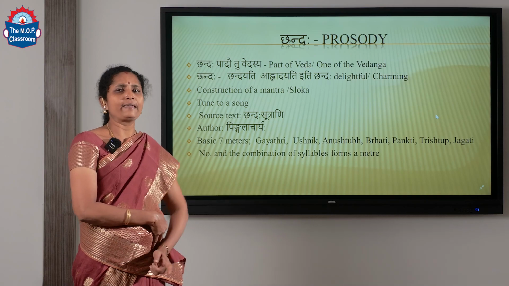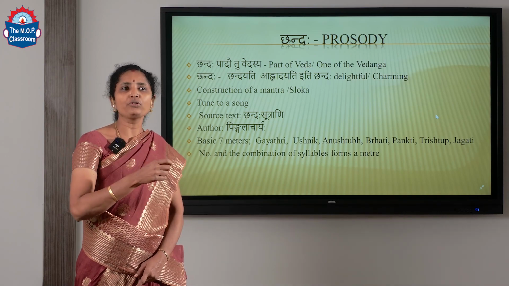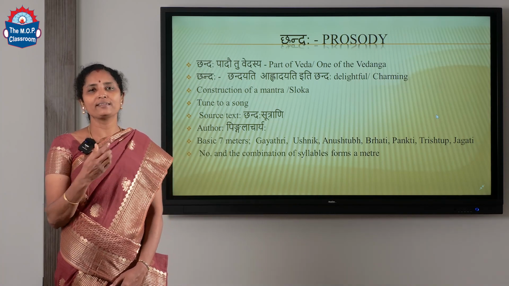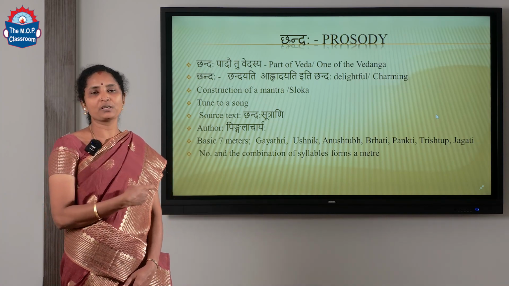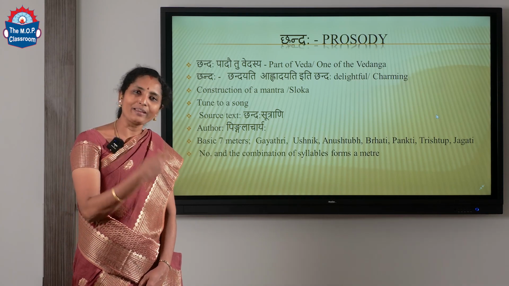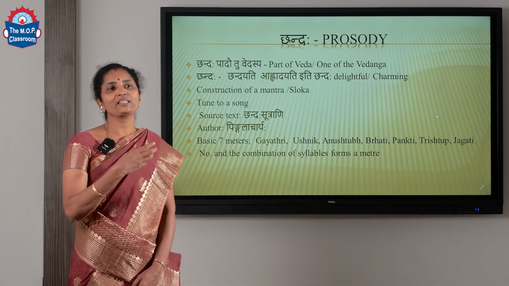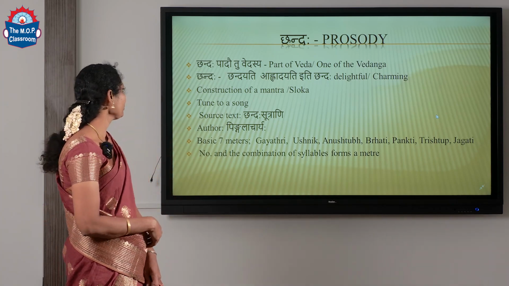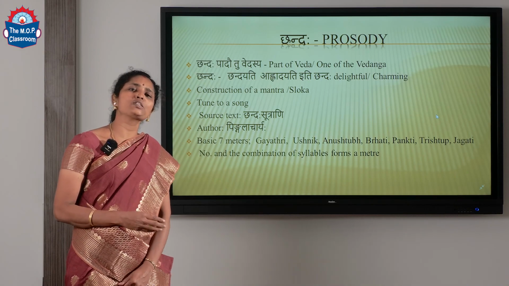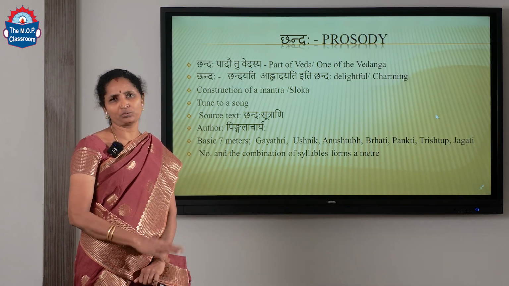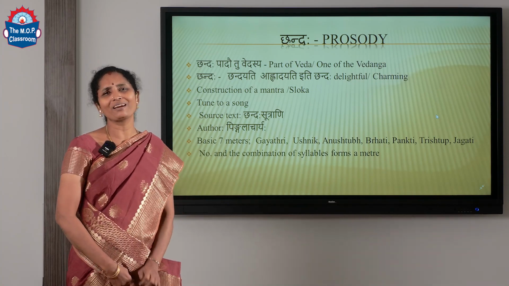It is just like a tune to a song, how it makes the song so pleasing. In the same way, this chandas, these meters, make the Vedic mantras or shlokas pleasing to the ear when they are recited. The source text for Chanda Shastram is Pingala's Chandasutram, the Chandasutrani of Pingalacharya.